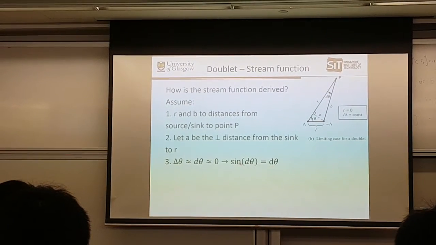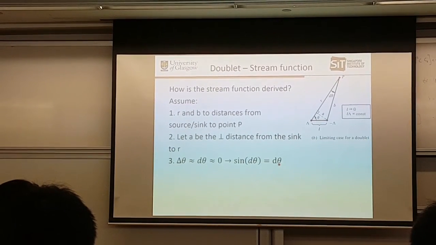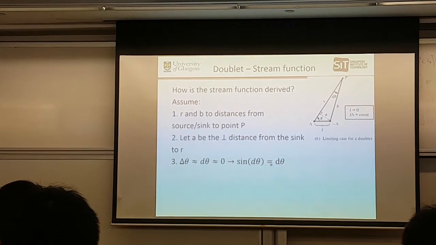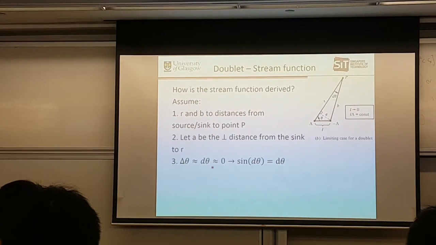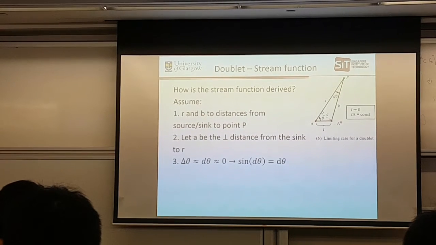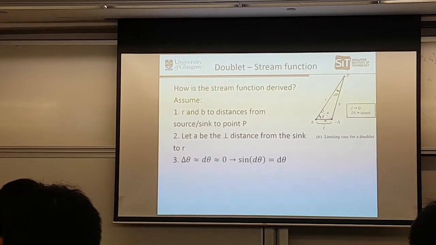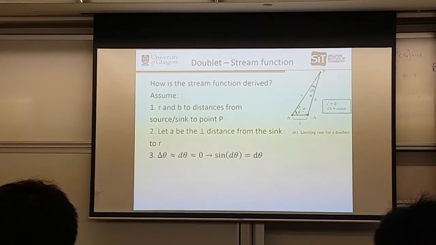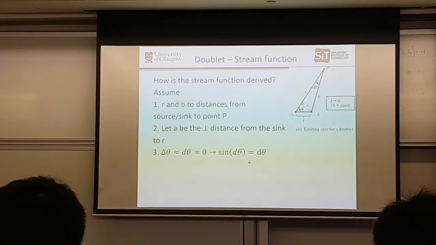Correct? So if I have sine d theta, it becomes d theta here. Okay, so why is it a small angle approximation? Because we are assuming that the source and sink are very, very close to one another. So therefore this angle is actually very, very small. That's why this assumption is valid here.